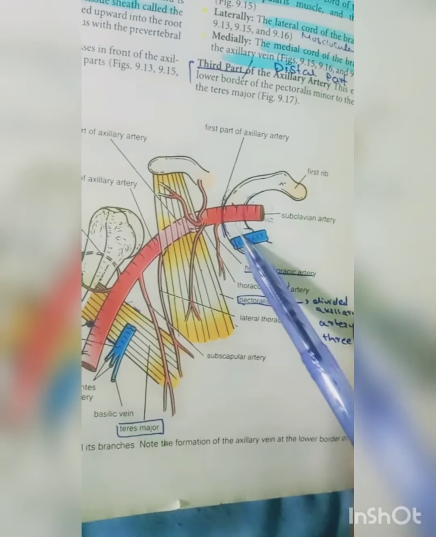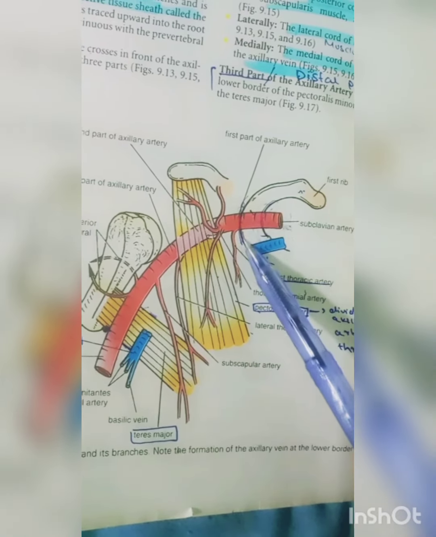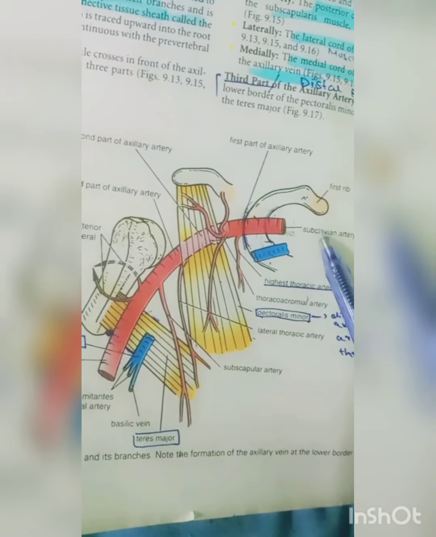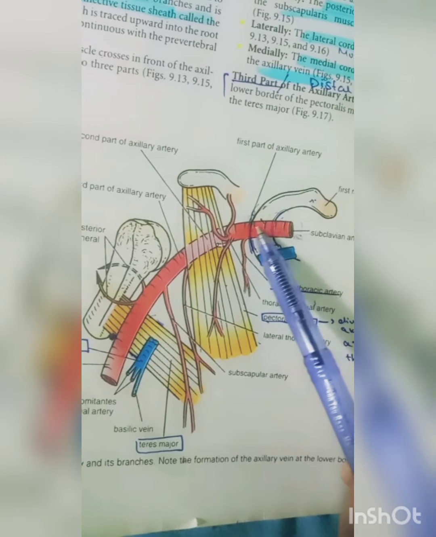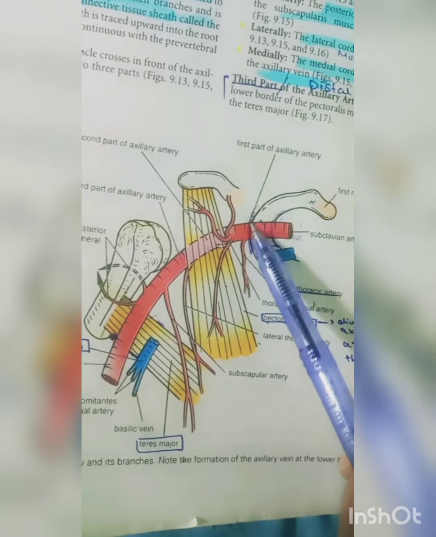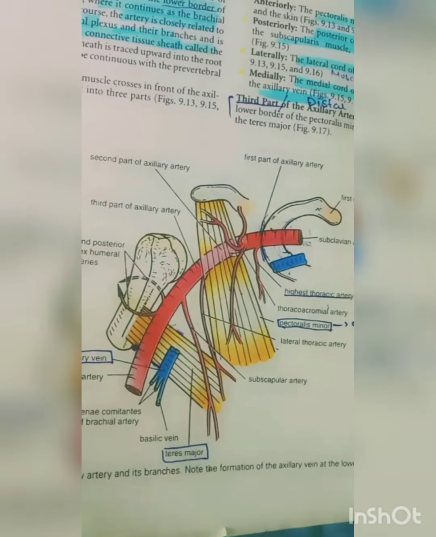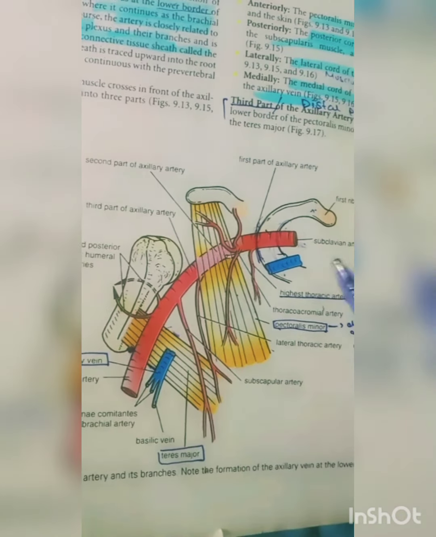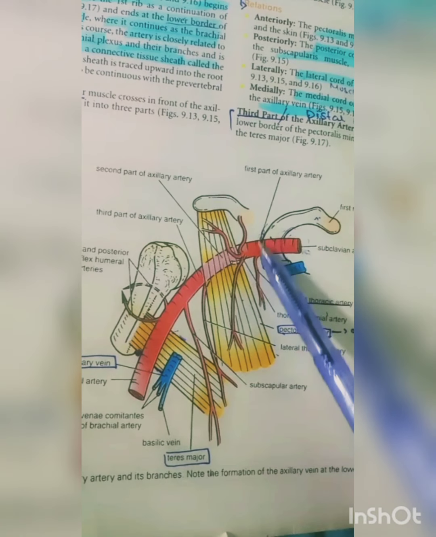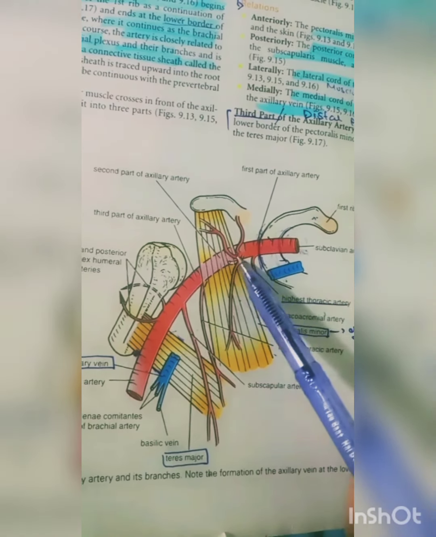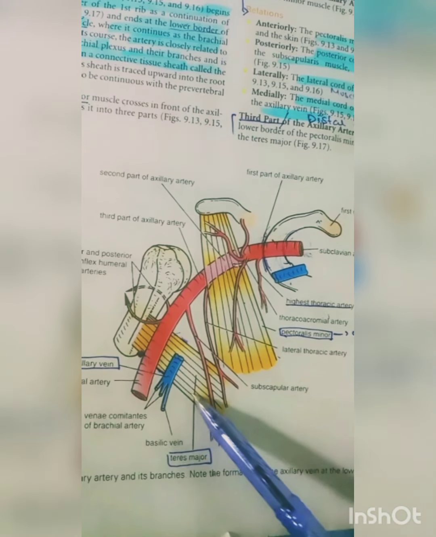This is the first rib, this is the medial border of the first rib, and this is the lateral border of the first rib. When the subclavian artery crosses the first rib and reaches the lateral border of the first rib, then it becomes the axillary artery. So the axillary artery starts here at the lateral border of the first rib and ends at the lower border of the teres major muscle.